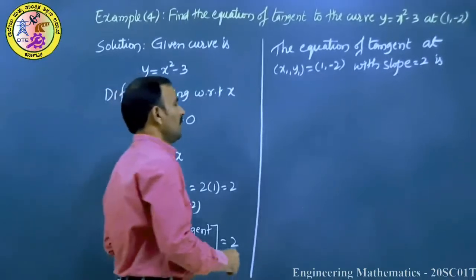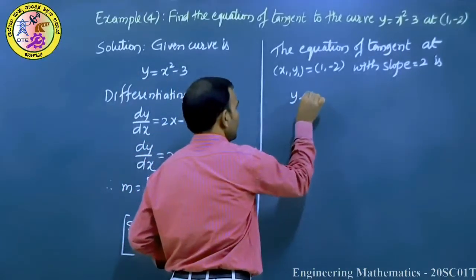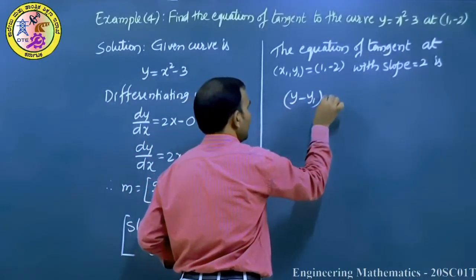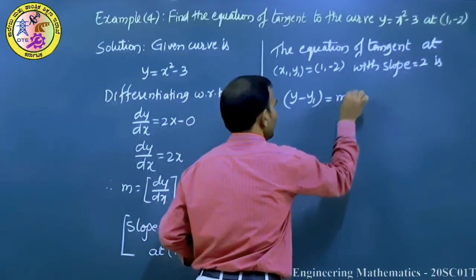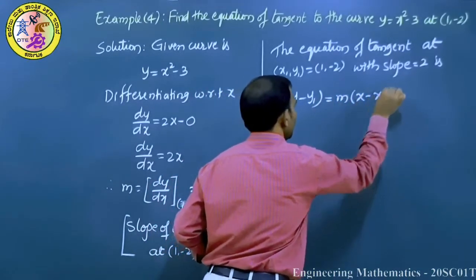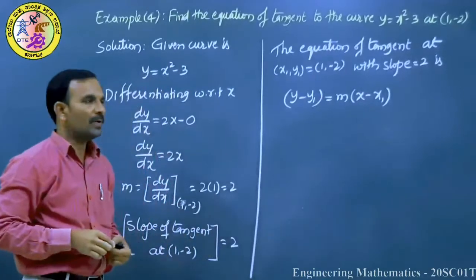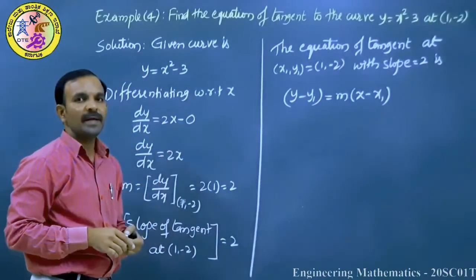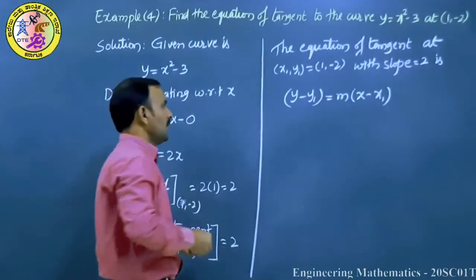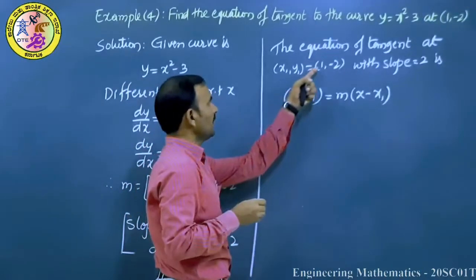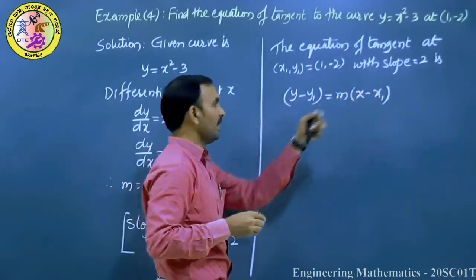With slope 2, what is that? The standard equation is y minus y1 is equal to m into x minus x1. Substitute the values. It is x1, y1, and that is the m value.